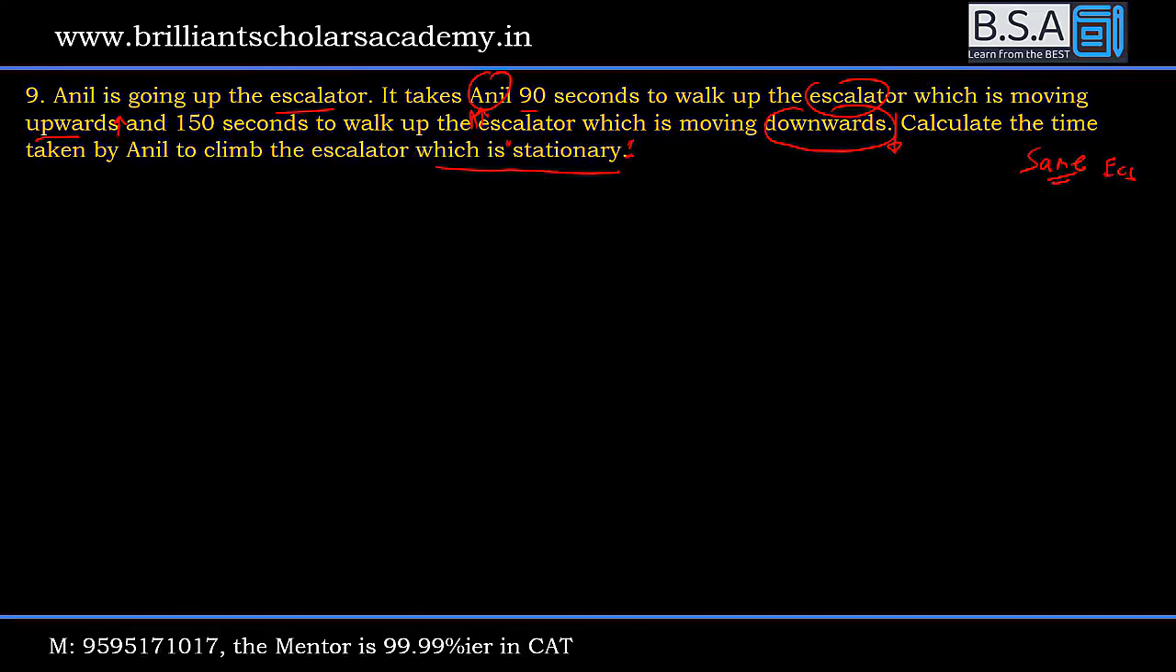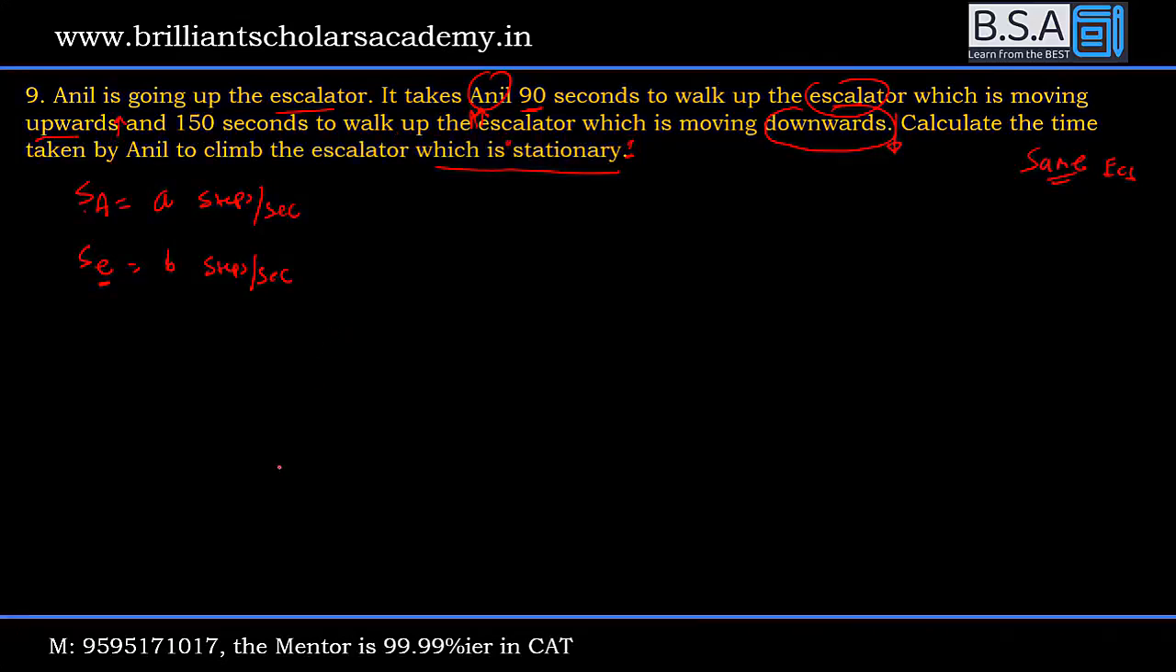So here I'm assuming for Anil, the speed is A number of steps per second. And then there is the escalator. What is the speed for the escalator? B number of steps per second. Now what is going on here? It takes 90 seconds when the escalator and Anil are going in the same direction.